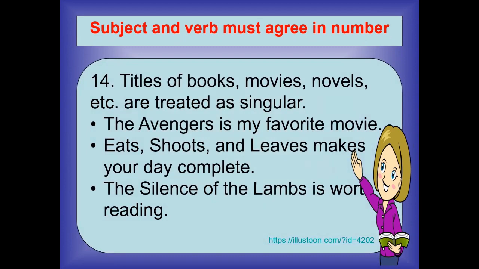Number 14. Titles of books, movies, novels, etc. are treated as singular. The Avengers is my favorite movie. Eats, Shoots, and Leaves makes your day complete. The Silence of the Lambs is worth reading. Take note, titles of books, movies, and novels would always require the singular form of the verb. But if there are two or more titles, therefore, you will be using the plural form of the verb.